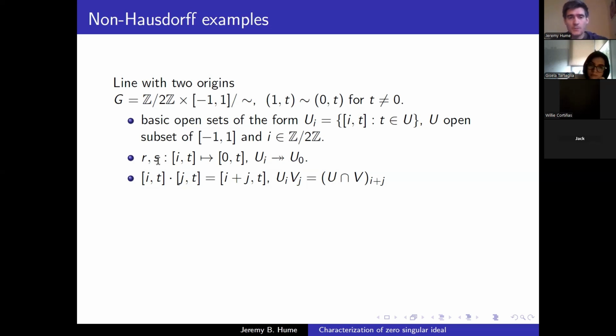The range and source maps send an equivalence class of the form [i,t] to [0,t]. So basically it's the identity everywhere except the origin, and it maps the open set U_i to U_0. You give it the groupoid structure coming from essentially a group bundle of Z mod 2Z. Two things are composable if the spatial component is the same, and then you compose them with respect to the index, just like addition in Z mod 2Z. And this is how the product works on bisections.